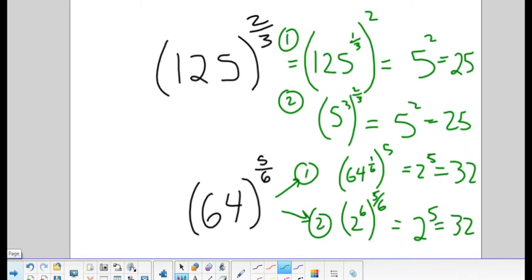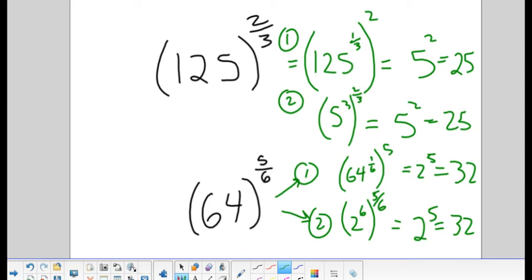Okay, so you can see a couple examples of method 1 and method 2. Method 1, I took the 125 and I split the 2/3 power into 1/3 times 2. So the cube root of 125 is 5, because 5 to the 3rd. So this becomes 5 squared, or 25. The other option is to take the 125 and change it to 5 to the 3rd power. And when I multiply 3 times 2/3, I get 2. So 5 to the 2nd is 25.